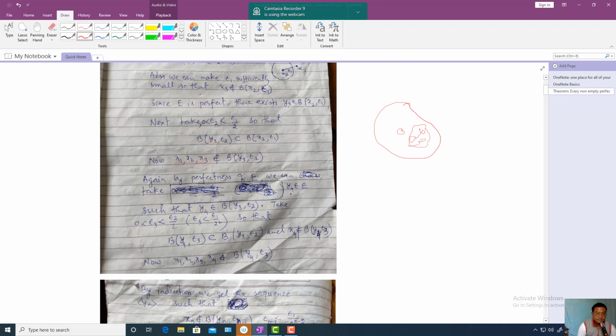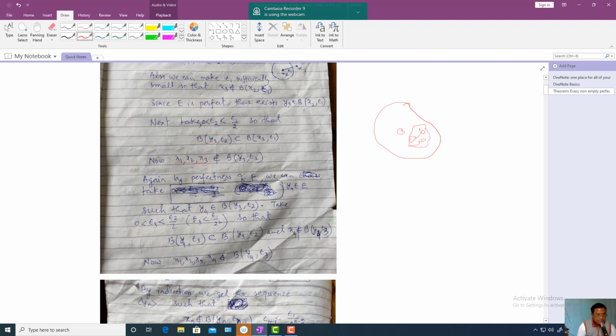So E is there, y4 is there, let us call it y4. So this is how we construct the fourth element of the new sequence yn. Okay, so y4 is a member of this open ball. And then next, take epsilon 3, which is less than half of epsilon 2. And then by our construction, epsilon 3 is less than epsilon 1 by 2 square.